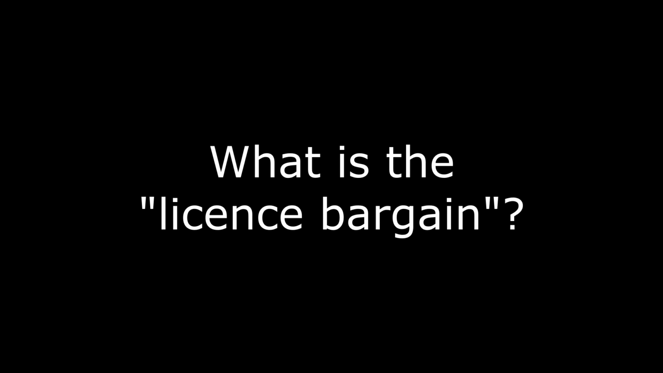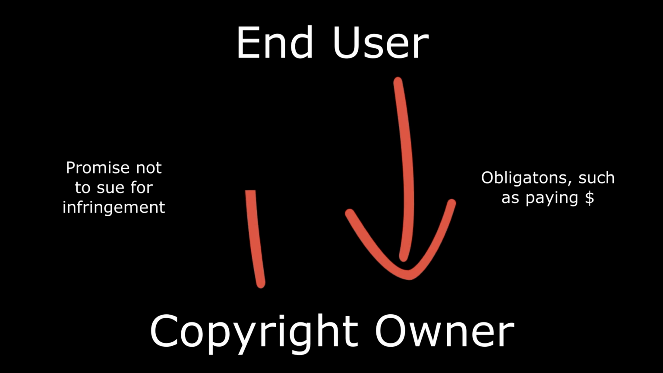The answer is simple. The computer programmer wants to make money out of his hard work and not sue all the people that use his computer program, so the computer programmer may offer a bargain. If the consumer agrees to the terms and conditions put forward by the programmer, then he won't sue them for making a copy of his works on their computers. This is the license bargain.